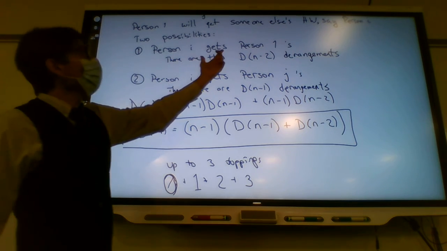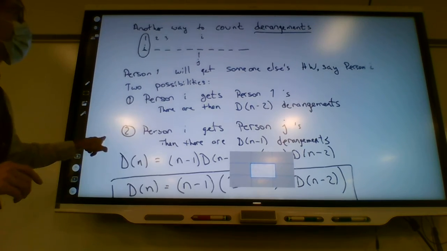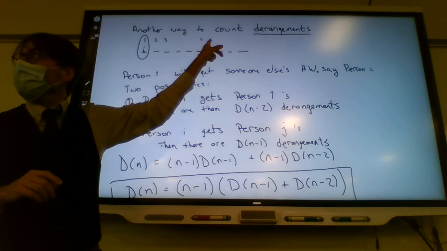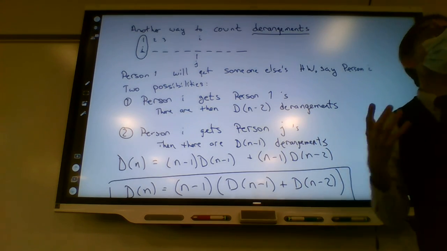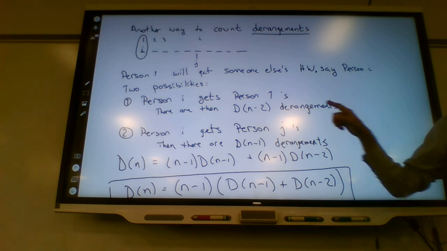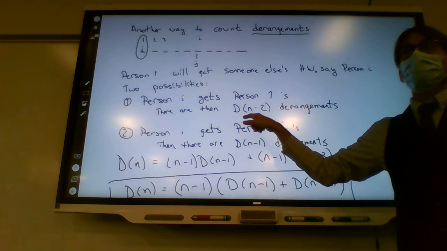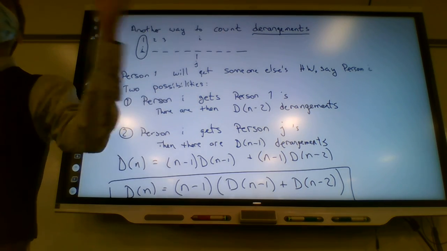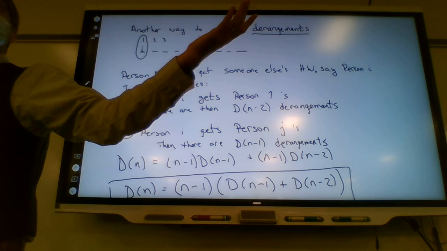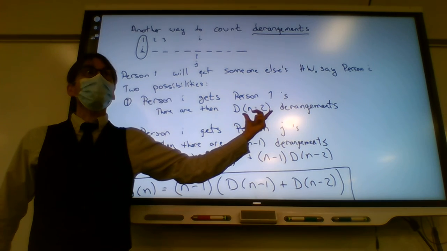So what do we do? If person i, the other person, gets person one's paper, then we know this situation has happened: person one got i's paper, person i got one's paper. And then what happens with everybody else? All the other n minus two people, their papers are all jumbled up. Well, how many ways are there for their papers to be jumbled up? Even once we set those two in place, there are lots of ways we could mess everything else up. How many ways are there to mess everything else up? Well, there are n minus two people now, so there are this many ways to mess it up.